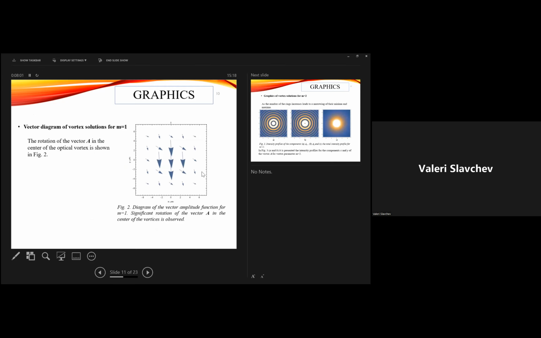After that, we made a vector diagram of all solutions, and we observe the rotation of the vector A in the center of the optical vortex, which is shown in figure 2. That's another specific characteristic of these optical structures, that is the depolarization in the vector field.